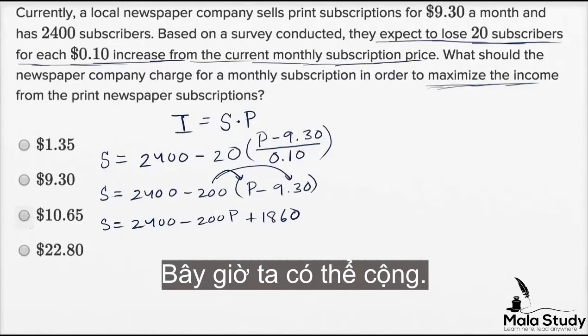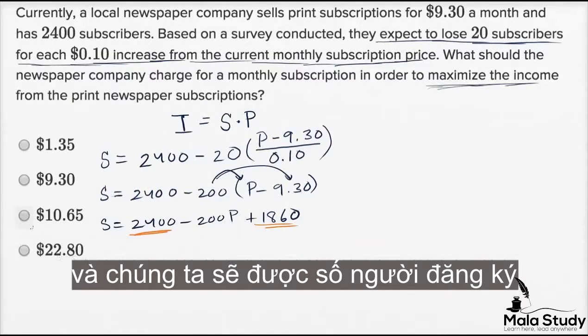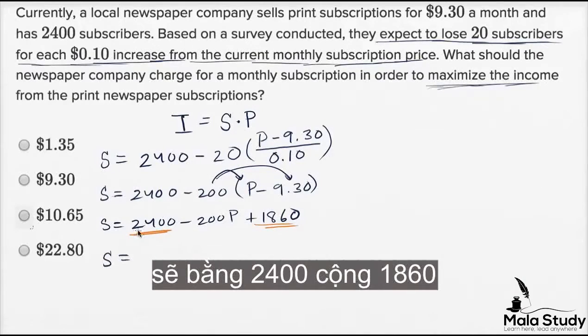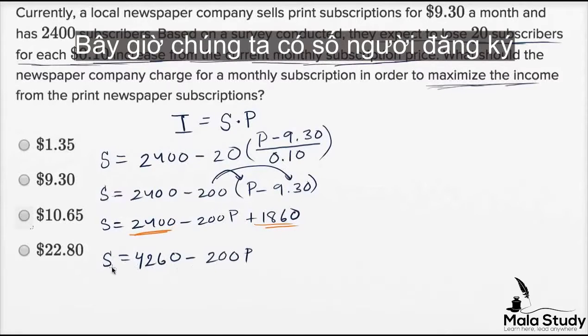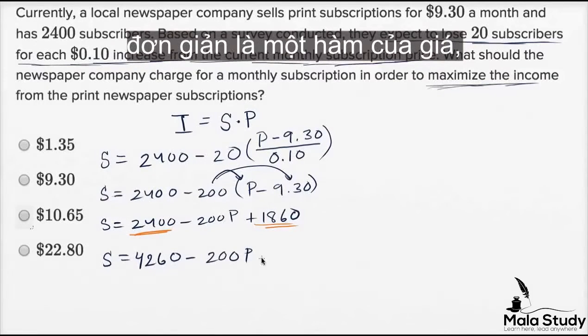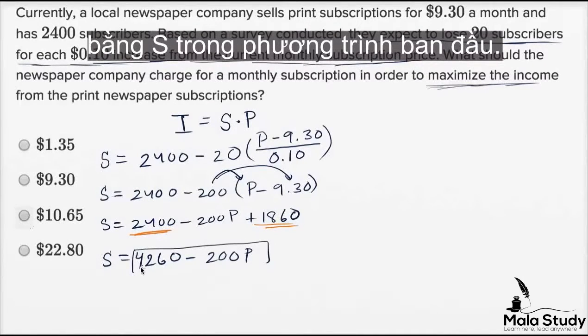And now we can add this to that, and we're going to get the subscribers are going to be equal to 2,400 plus 1,860. If you add 1,000, you get to 3,400, and then you add 860, you get to 4,260. So you get 4,260 minus 200P. So we now have a simplified subscribers as a function of price, and now we can substitute this expression in for S in our original equation.